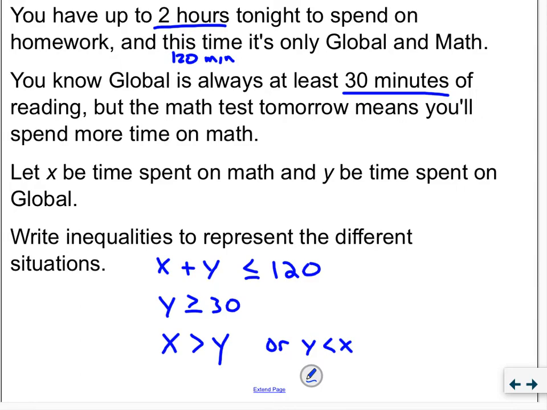The first one here, you have 2 hours to work on the math and the global. Global takes at least 30 minutes, but more time on math. There we go. Let's graph these. Oh yeah, we got to change this first one, right? So if we subtract x from both sides, we'll get that y is less than or equal to 120 minus x.